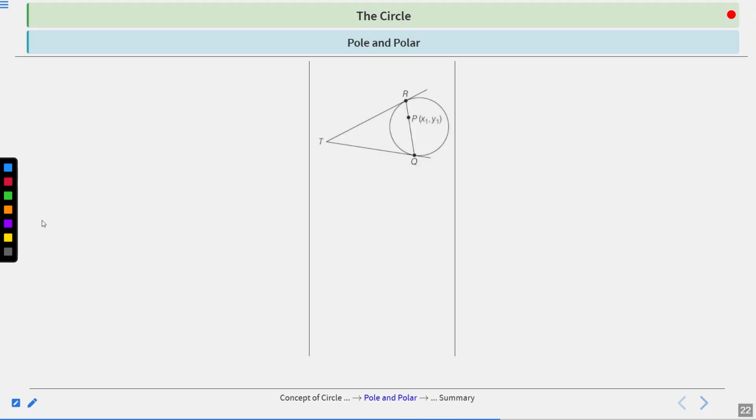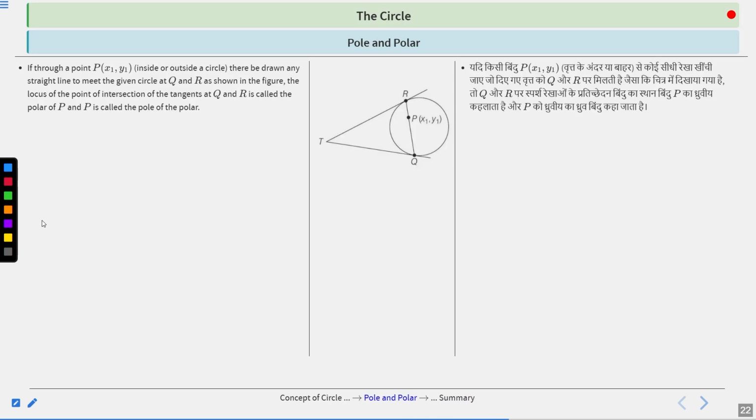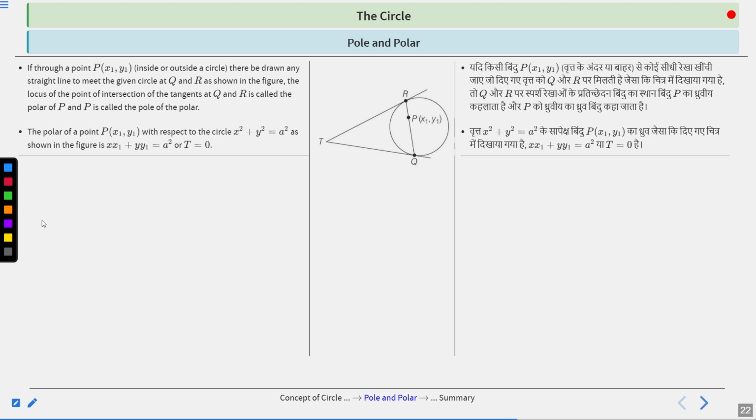Now let us see the pole and polar. If through a point P (x1, y1), inside or outside the circle, any straight line is drawn to meet the given circle at Q and R as shown in the figure, the locus of the point of intersection of the tangents at Q and R is called the polar of P, and P is called the pole of the polar, right? Got it? Now, the polar of the point P (x1, y1) with respect to the circle x² + y² = a², as shown in the figure, has the equation xx1 + yy1 = a², or T = 0.